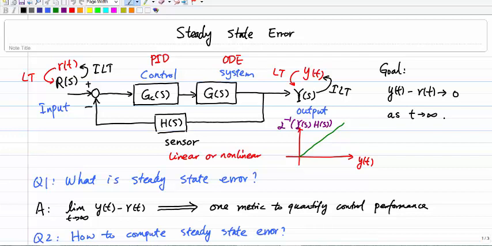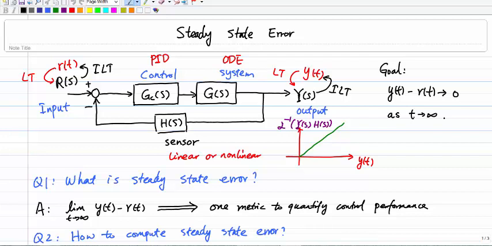By calculating the difference between the input, which is r sub t or capital R sub s, and the output, which is y sub t or Y sub s, typically given by r sub t minus y sub t, we can figure out the error. The difference plays an important role because our goal is to drive the difference between y sub t and r sub t to be 0 as t goes to infinity. Okay, this is a general feedback control system.